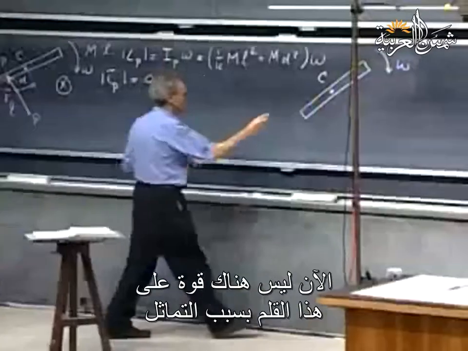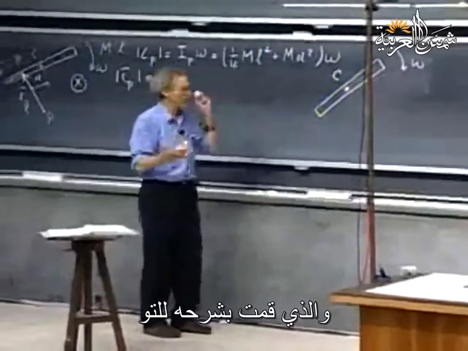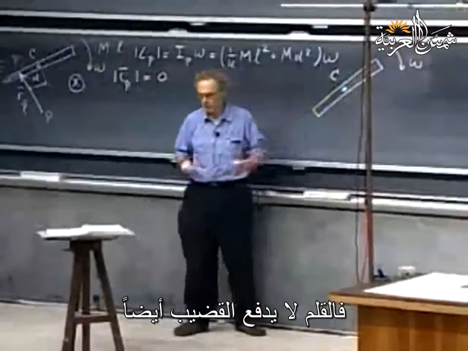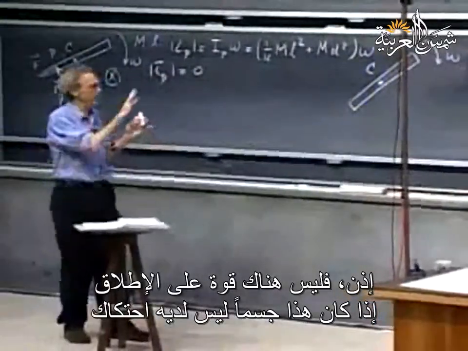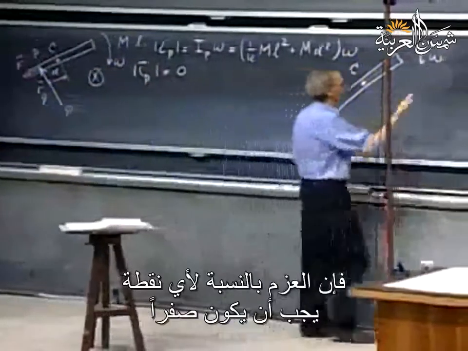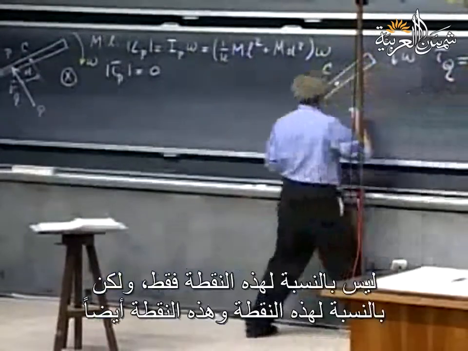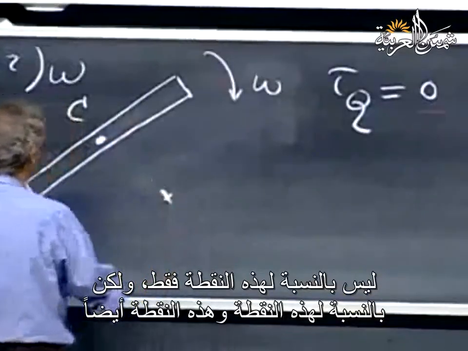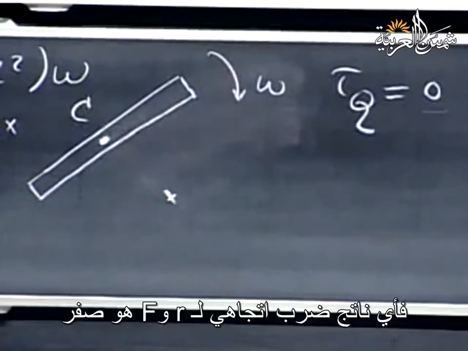Now there is no force on this pin because of the symmetry, which I just explained. So the pin is not pushing on the rod either. So there is no force at all if this is a frictionless object. So if there is no force at all, then the torque relative to any point must be 0. Not only relative to this point, but also relative to this point and relative to this point. Because if the force is 0, then any cross product of R and F is 0.